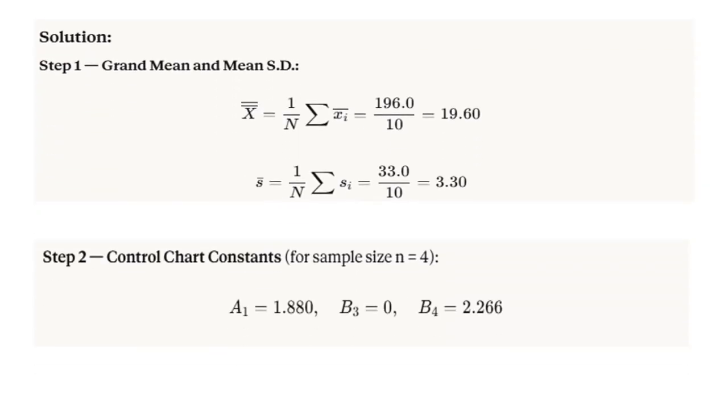According to the formula that we have already seen, the grand mean is equal to 196 by 10, since 10 samples have been given, so it is 19.60. The mean standard deviation is 33 by 10, which is equal to 3.30. We also have to note down the constants from the control chart tables. Since the sample size is 4, that is n equal to 4, the constant A1 value is 1.880, the constant B3 value is 0, and the constant B4 value is 2.266.